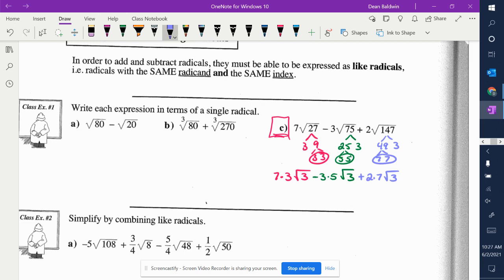Then multiply the numbers in front. So I'll get 21 root 3 minus 15 root 3 plus 14 root 3. And then combine them. 21 minus 15 plus 14. Sorry? 20? Yeah, it is 20 root 3s.